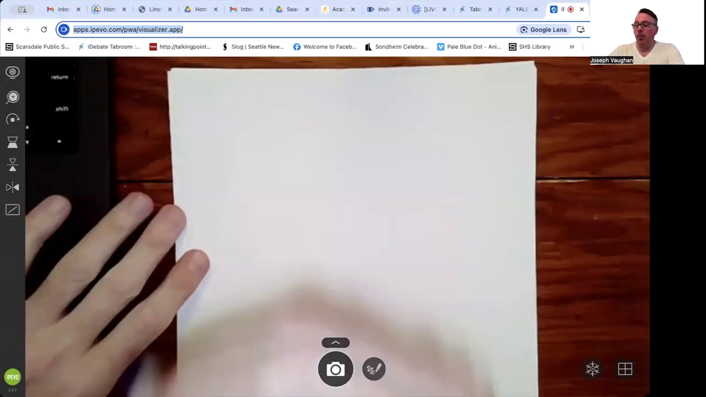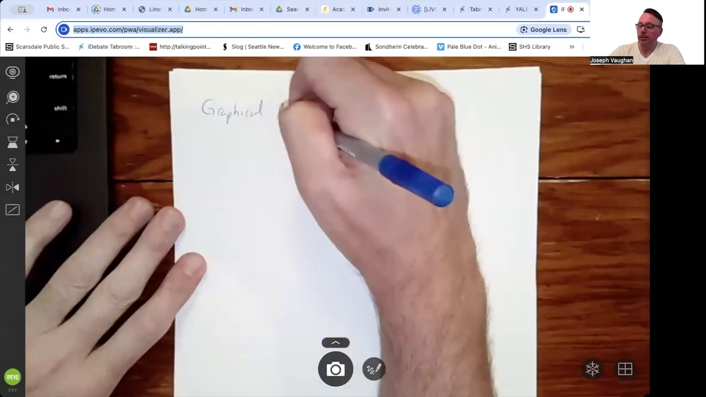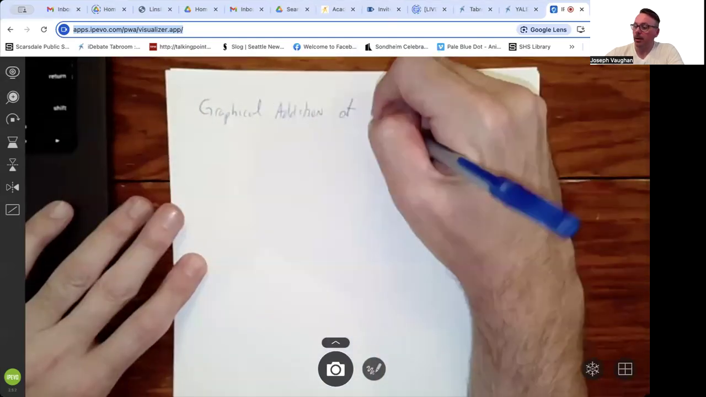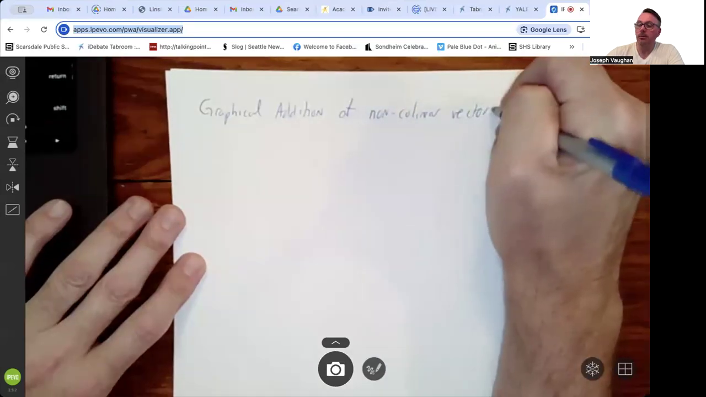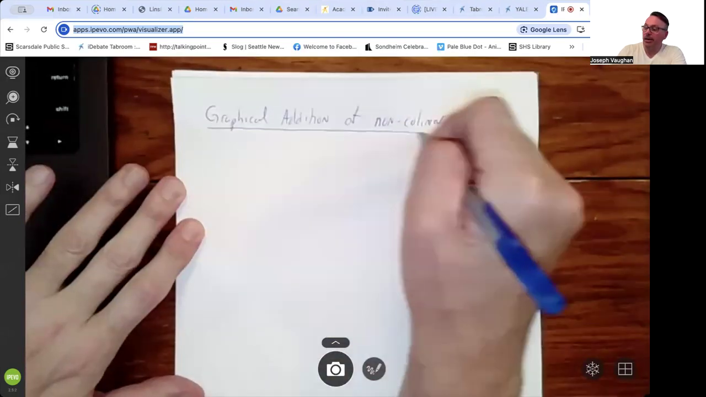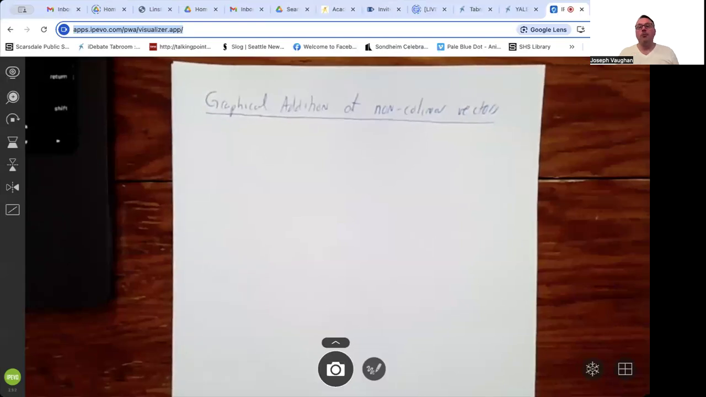So in this video, what we're going to look at is the graphical addition of non-collinear vectors, right? We're going to stick to graphing. We're going to go back and redo all of this stuff mathematically as well, but for now, graphically. I just want to show that the process that we have figured out is good no matter A, how many vectors we have, and B, what directions they act.